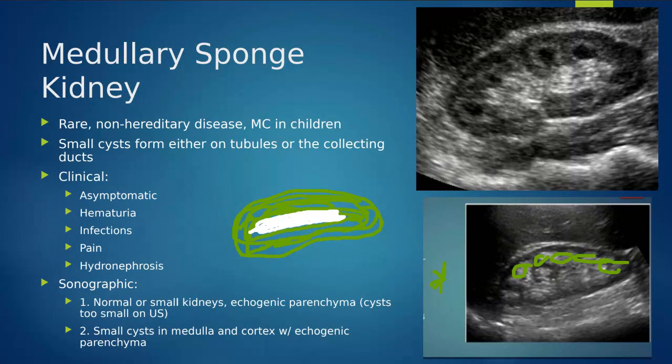This top picture is showing that second presentation of medullary sponge kidney. So we can start to see some of these cysts that are forming, right? And they're small and they're kind of ranging across that cortical region. And this is something that we would most likely know from medical history.